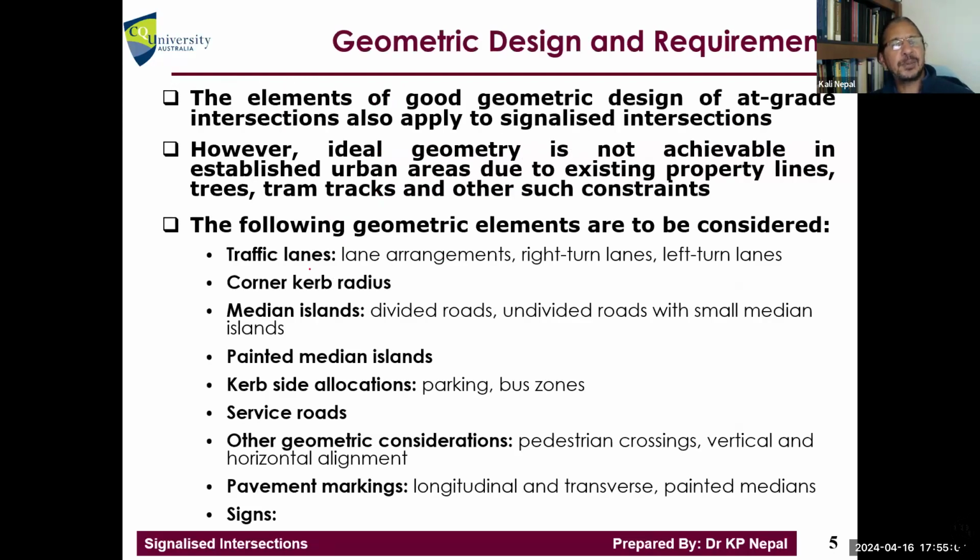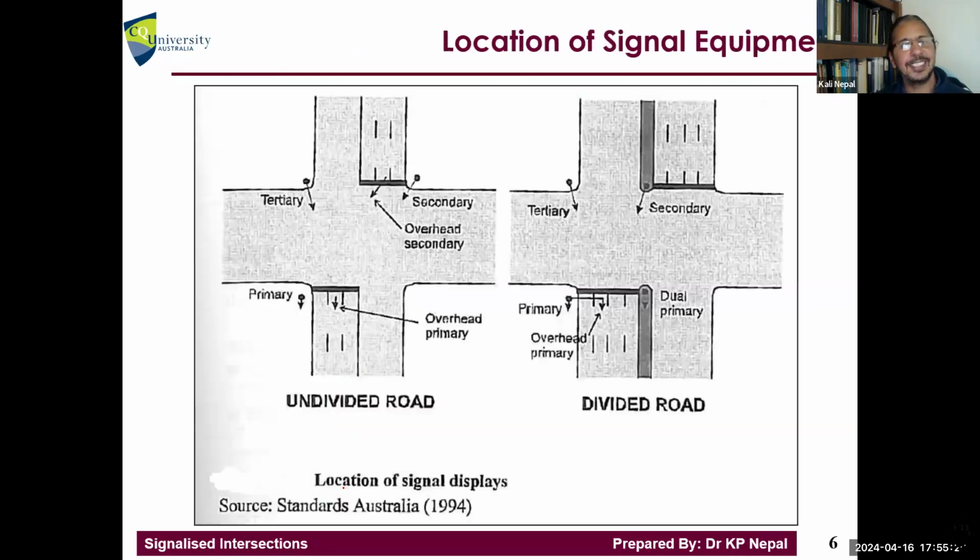Design requirements: we need to have the separate lanes, we need to have the standards based on the curve radius, median islands also, painted, curbside, service roads, so many others we need to consider. What signs, pavement markings, all follow the standards. Okay, we can't change that.